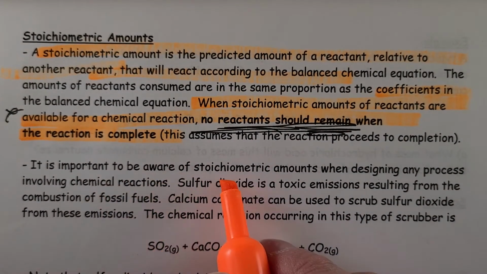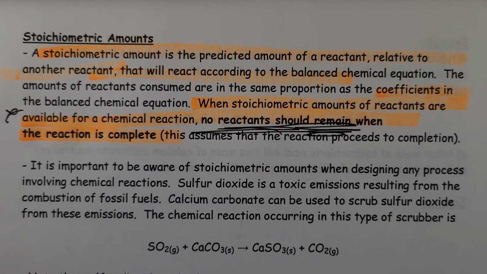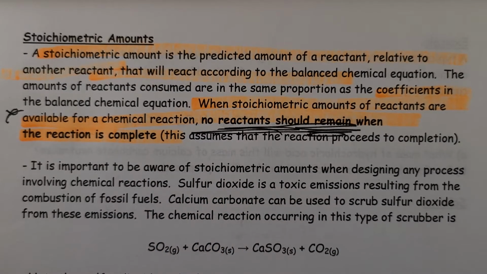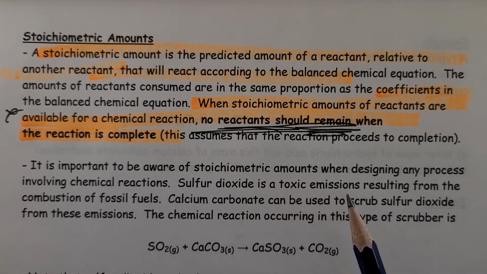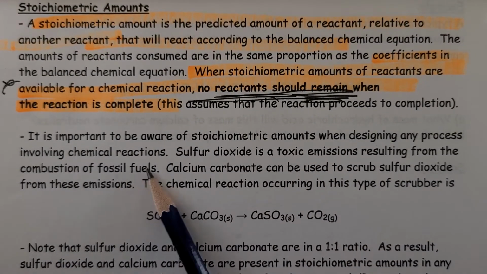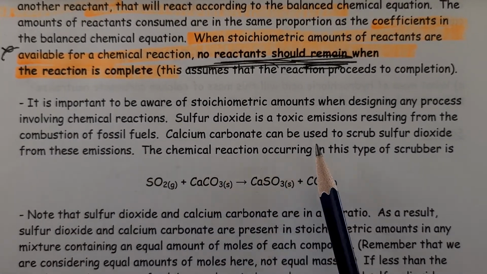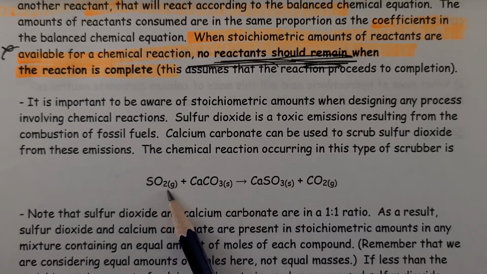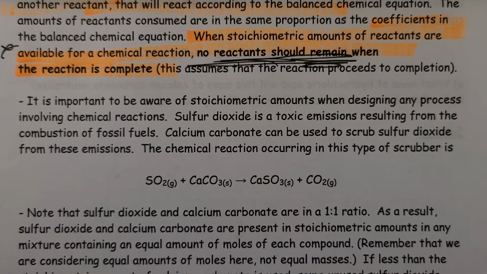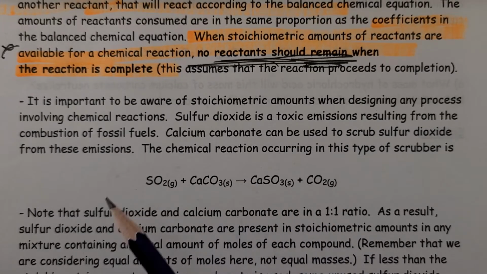It is important to be aware of stoichiometric amounts when designing any process involving chemical reactions. Sulfur dioxide is a toxic emission resulting from the combustion of fossil fuels. Calcium carbonate can be used to scrub or get rid of it, because it combines with sulfur dioxide to produce calcium sulfite and carbon dioxide.